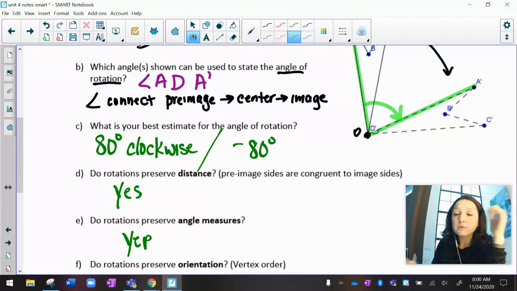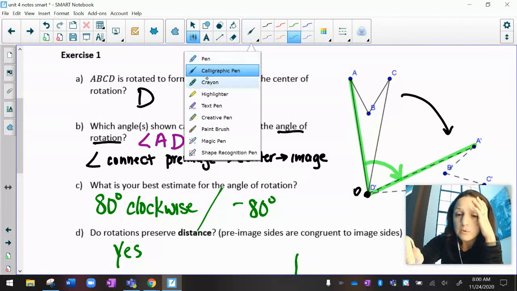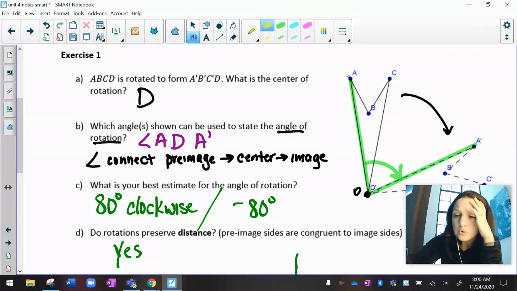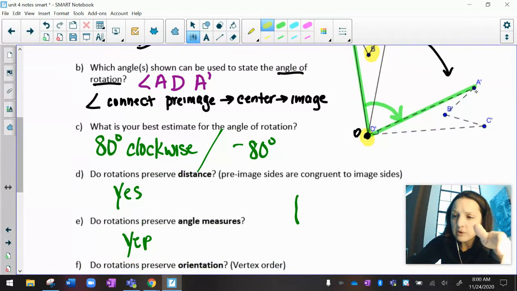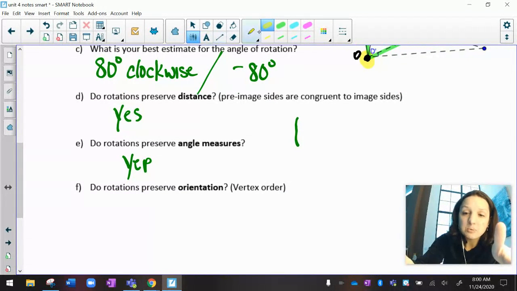So do rotations preserve orientation? This is something we talked about in the last video. If I were to name ABCD, A, B, C, D, if I think about how I'm turning that, that looks like I'm going clockwise around the shape. Now let's do ABCD down here. A, B, C, D, A, B. Yeah, I'm also going clockwise. So our orientation is preserved.